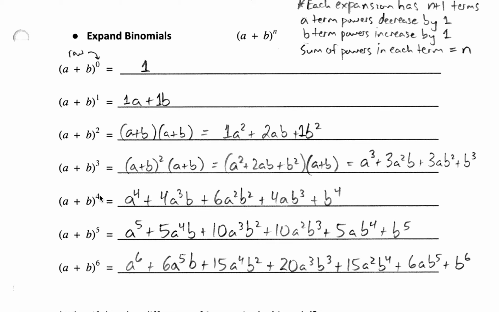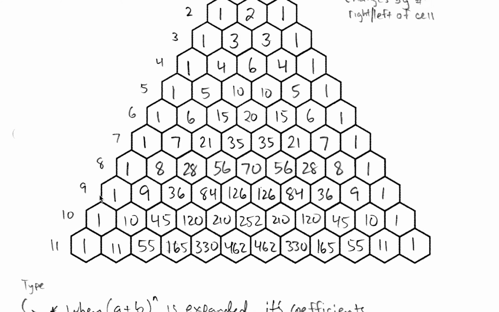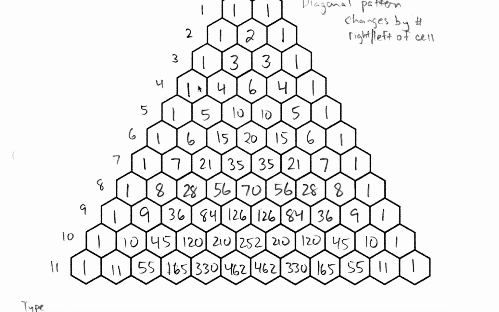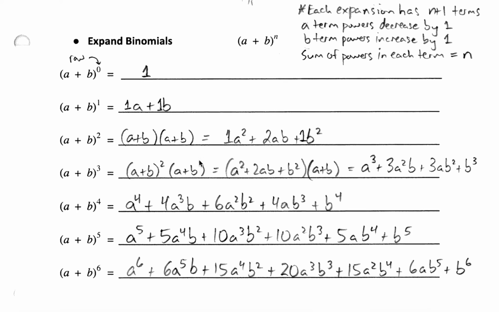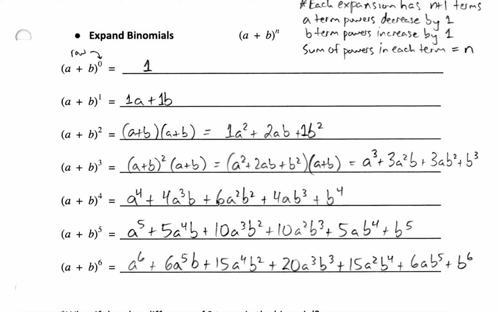So raising it to the fourth power, we're going to look at our fourth row in our triangle here. We know the coefficients are going to be 1, 4, 6, 4, and 1. So I like to write the coefficients first and give myself some space in between them.